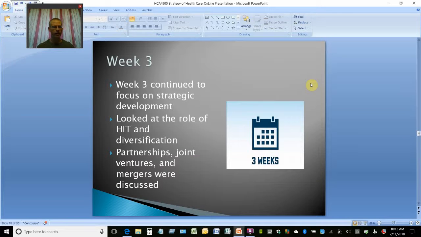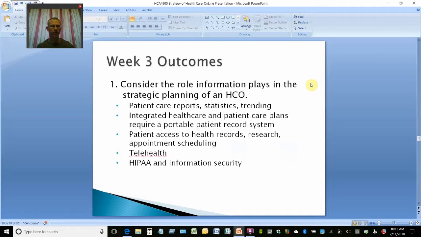In week 3, you continue to focus on strategy. Included the HIT. Technology is a big part of it. Diversification, partnerships, joint ventures, mergers, they were all discussed. Consider the role information plays. Well, everything is digital now. Most patient care reports are conducted digitally. Nurses are carrying tablets. I know Emergency Medical Services conducts everything via tablets, cell phones. It's just technology is everywhere. So statistics and trending, it's all able to be done through the use of information technology.